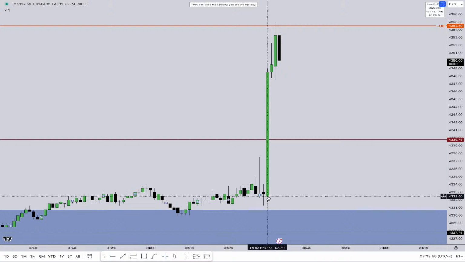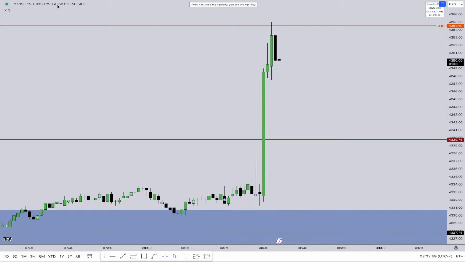Can you see that in one candle, check the low and the high right there. That's about 19 handles in 1 minute, and you still want to trade it. If you were short and you have your stop loss above this high, your stop loss will not be respected at all.